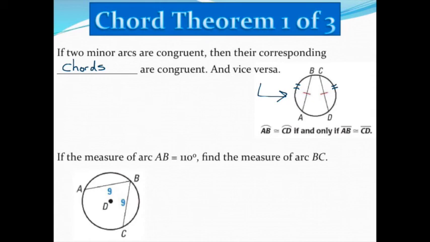So down here there aren't any tick marks, however I can see that both chords are labeled 9 units, so I can add tick marks telling me that those two chords are the same length. Well, as we just talked about, these two arcs are also going to be congruent to each other. So that's what I mean by adding tick marks so it matches the diagram. The sentence up here tells me that arc AB is 110 degrees, and since we just talked about this, I know that arc BC is also 110 degrees using this theorem.